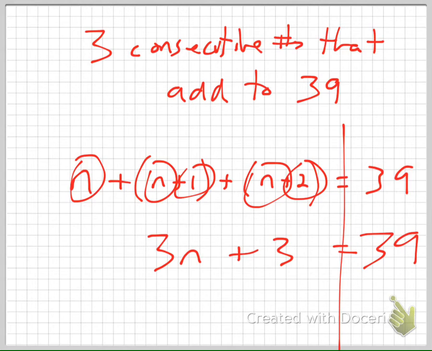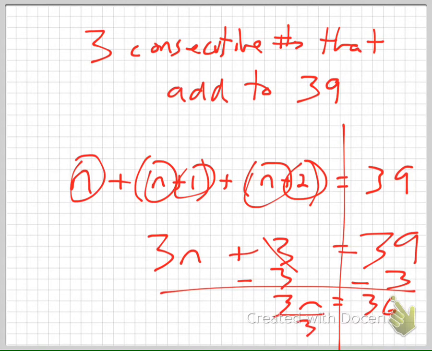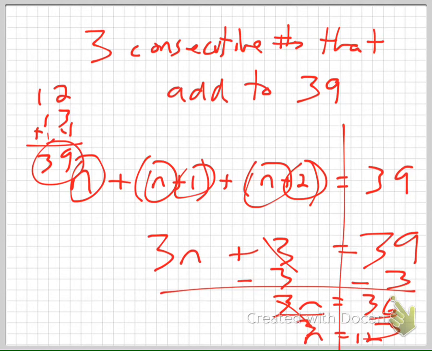Does that make sense? Now what do I do? Minus 3, minus 3. 3n equals 36. Divide by 3, divide by 3. n equals 12. So if n is 12, what are the 3 numbers? 12, 13, and 14. Let's see if that's true. When you add them up, they add up to 39. Does that make sense?